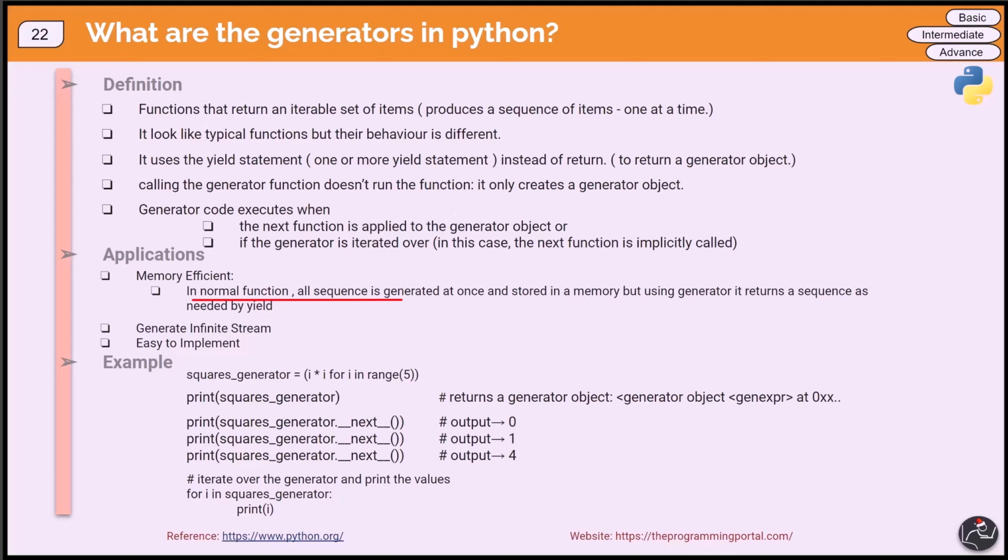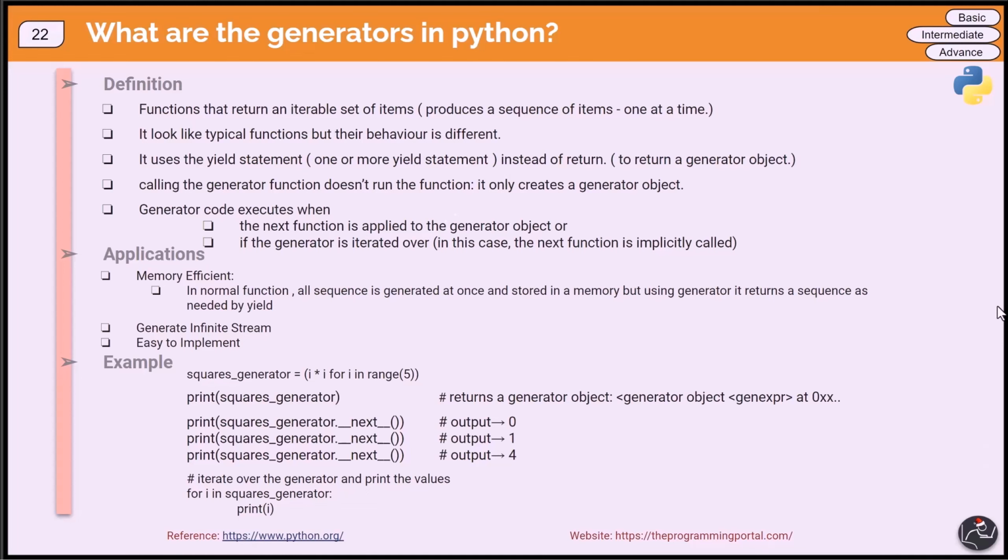But in the above approach, the sequence is generated at once, and the entire set of items will be made available in the memory. This is okay if you have a small sequence. But let's say you want to generate millions of items. If you use a range function, then it generates that many items at once, and they will be stored and made available in the memory itself. This can take very high memory utilization, which is not good.